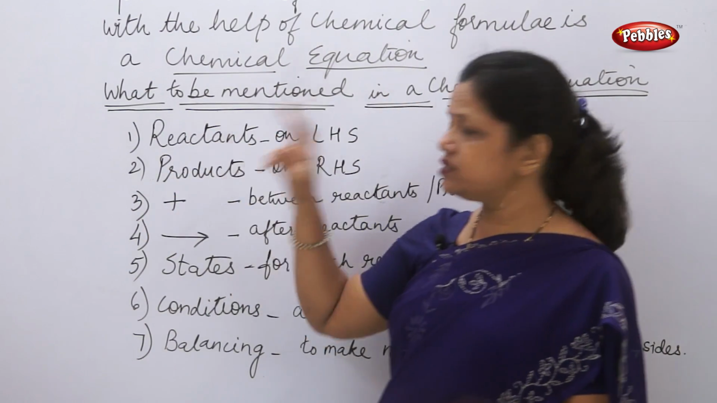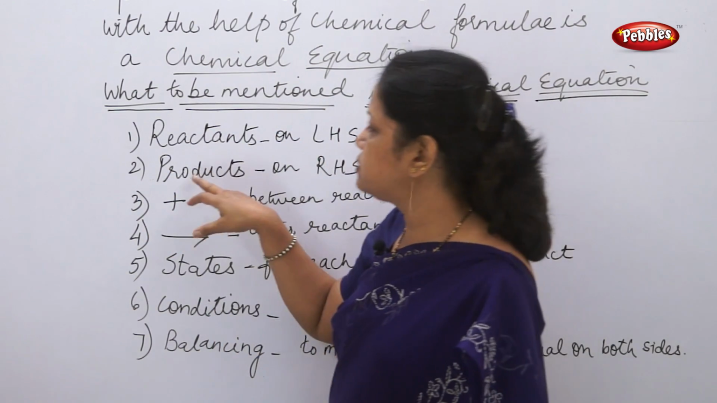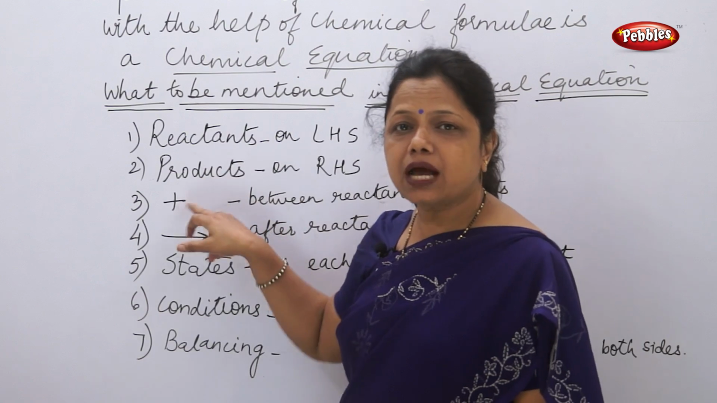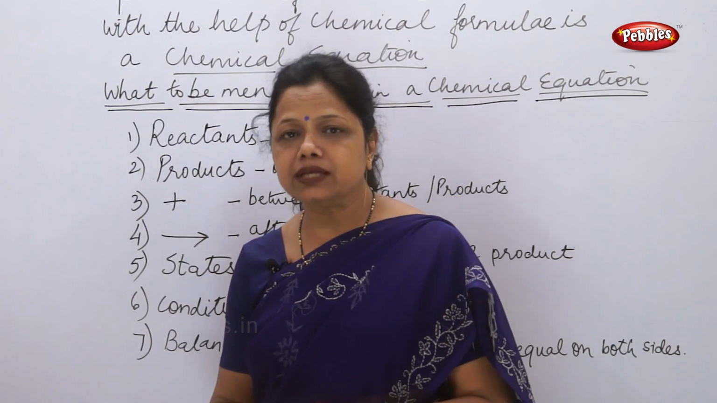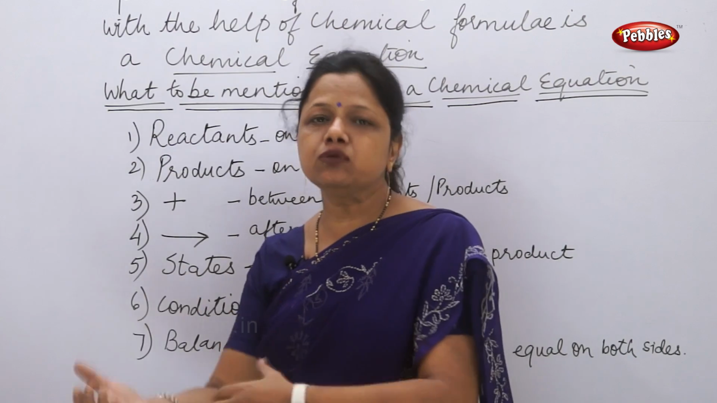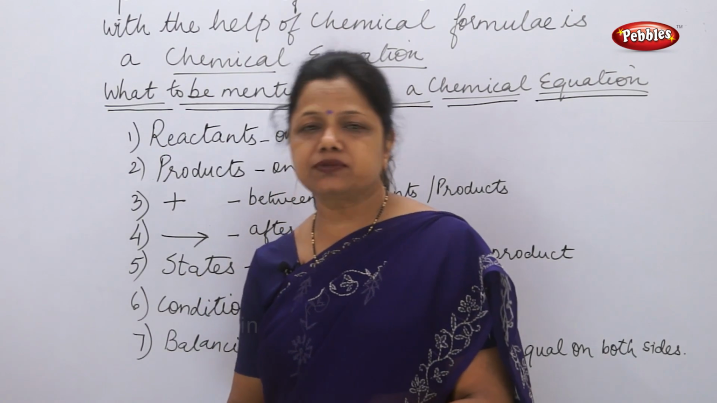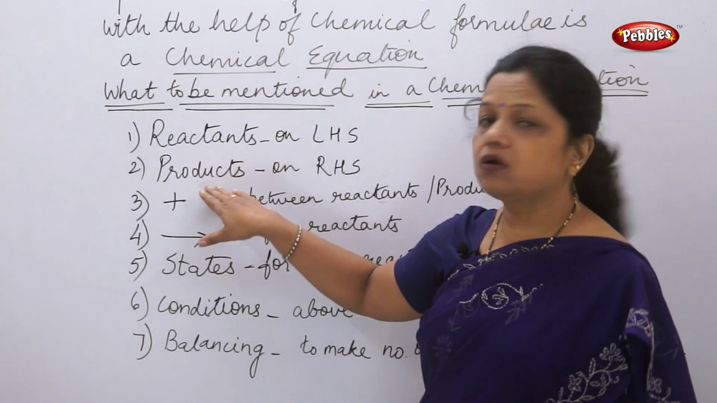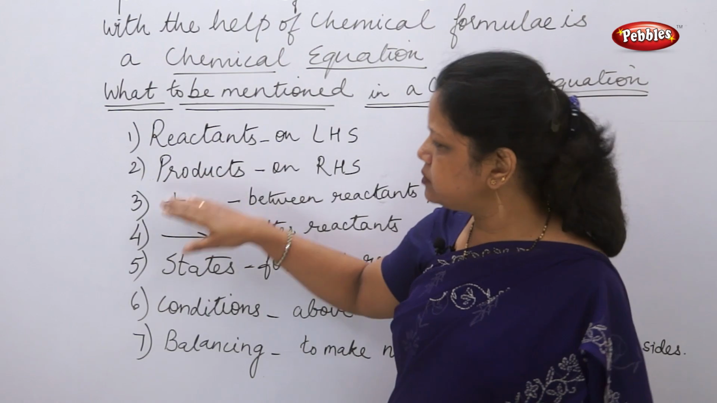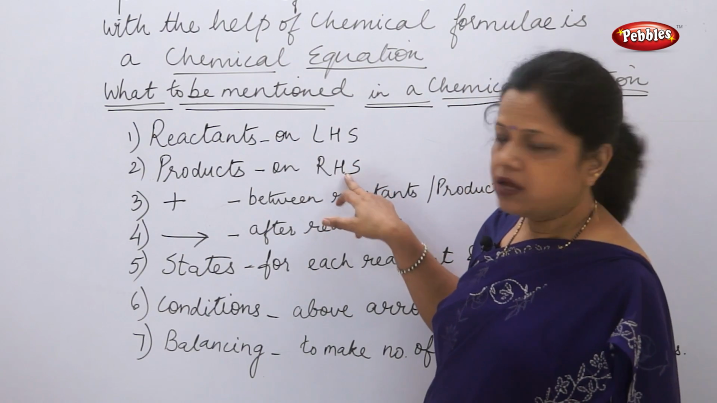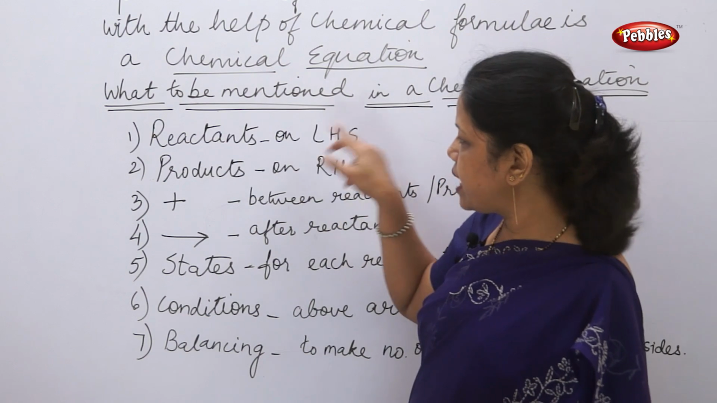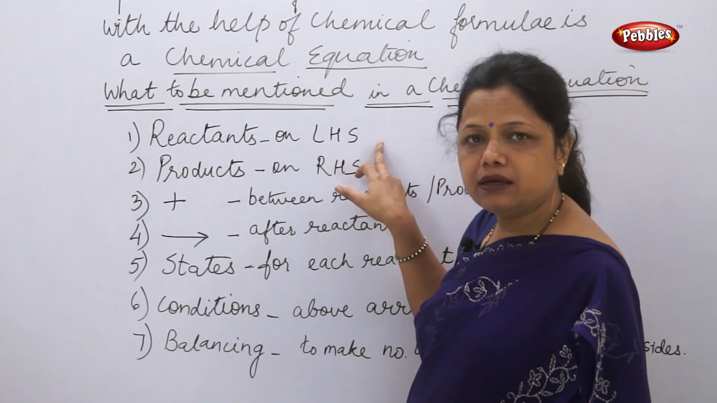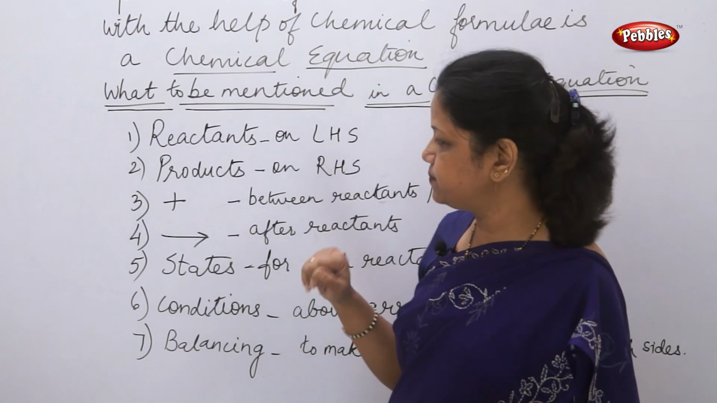The second important thing in a chemical equation is the products. Products are the new substances which are formed. We all know that a chemical change involves the formation of a new substance, and that new substance is called a product. The product is written on the right hand side. When I write RHS, it means right hand side. When I write LHS, that means left hand side.